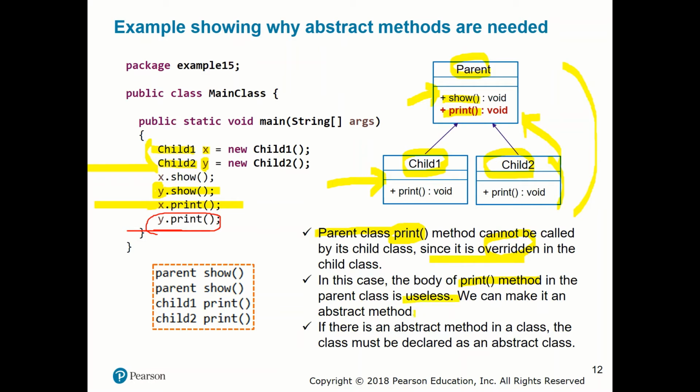Okay, so we can make it an abstract method. And if there is an abstract method in a class, the class must be declared as an abstract class. Can you understand this one? This is very important. This is why we make an abstract method and abstract class.